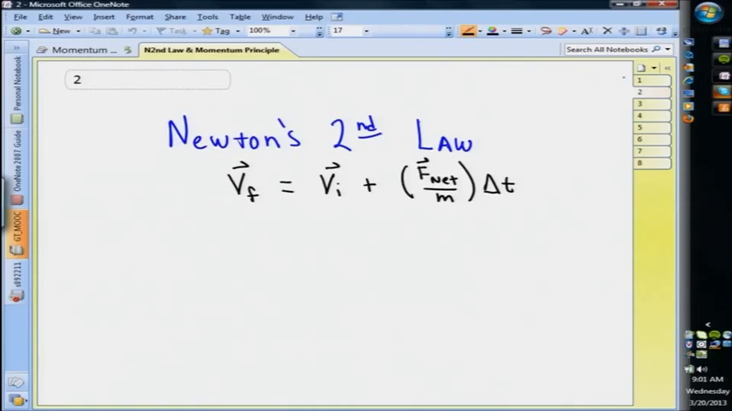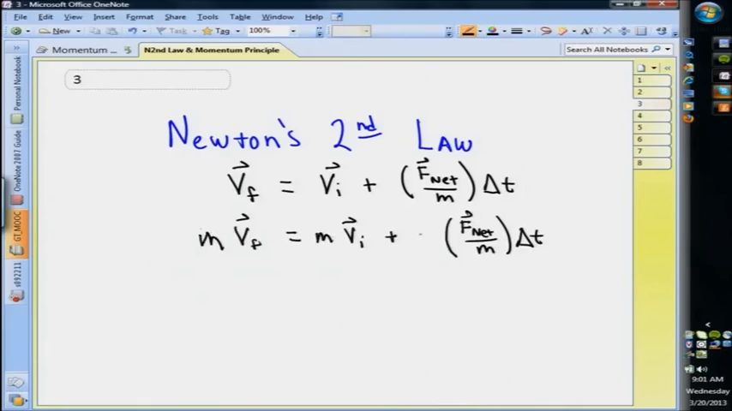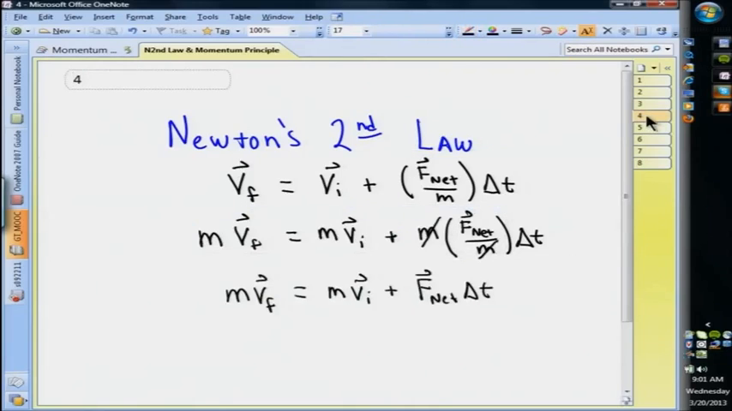V final equals V initial plus F net over m delta t. Now let's multiply both sides of the equation by the object's mass, m. From this, we can obtain a new form of Newton's second law. Now we see here 2 terms which have the form of a product, a scalar, the mass, times a vector, the object's velocity.